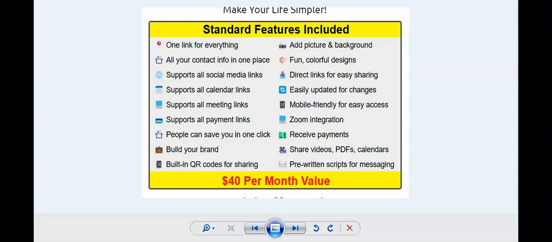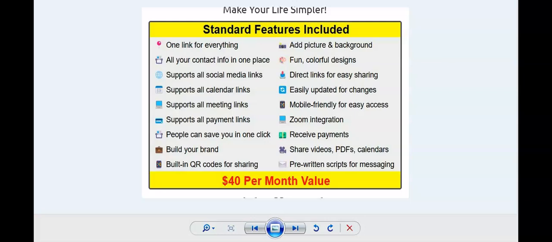Number one, you're going to get a link for everything, just one link to share all of your social medias, to share multiple different business opportunities. So all of your contact info is in one place. This supports all social media links. It supports all calendar links, supports all meeting links. So let's say, for example, maybe you want to schedule appointments with people. You have the ability to do that. You can support all payment links. People can save your information in one click. And again, this is about building your brand.